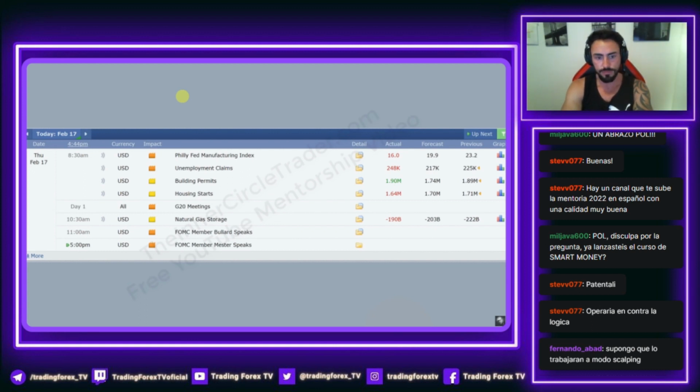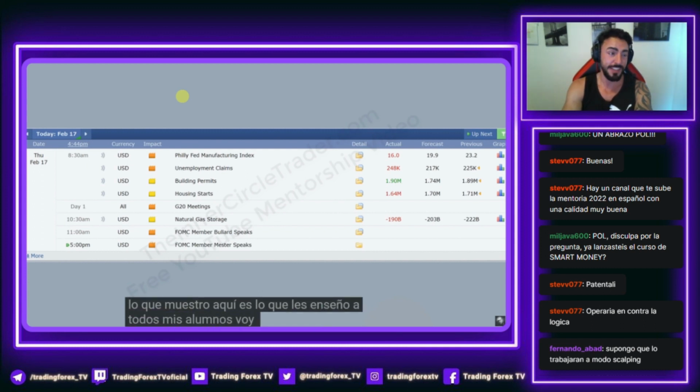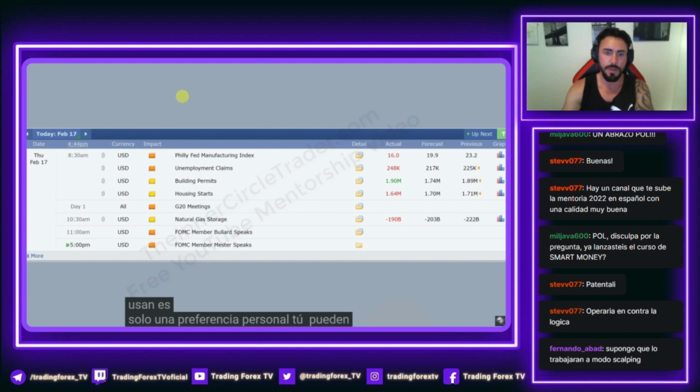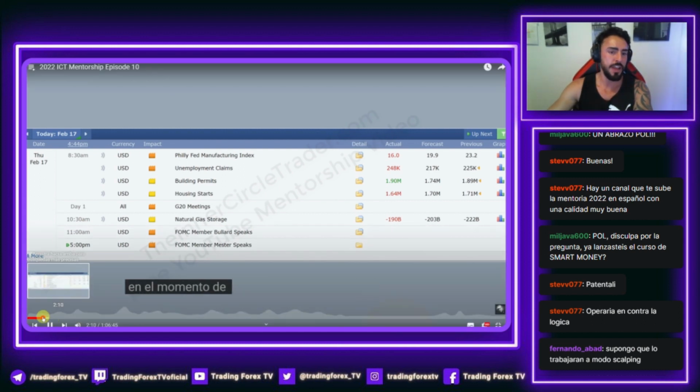This is Thursday's economic calendar for Thursday, February 17th. Not all of these things are going to be heavy hitters for stock indices, but most of them are. What I'm showing you here is what I teach all my students. I go to forexfactory.com and use their economic calendar. It's not the only one you can use. It's whatever you like. I like the color scheme they use. It's just a personal preference. You can pick any economic calendar.